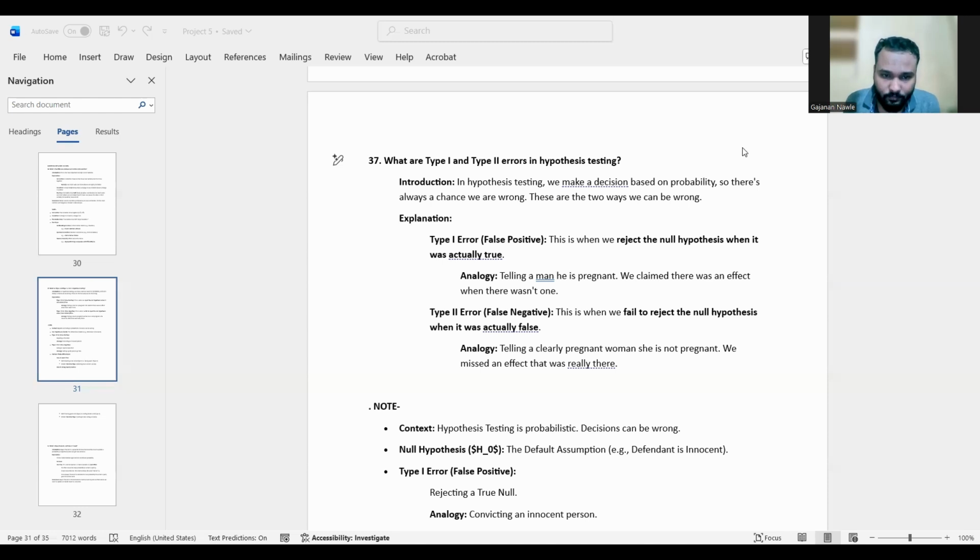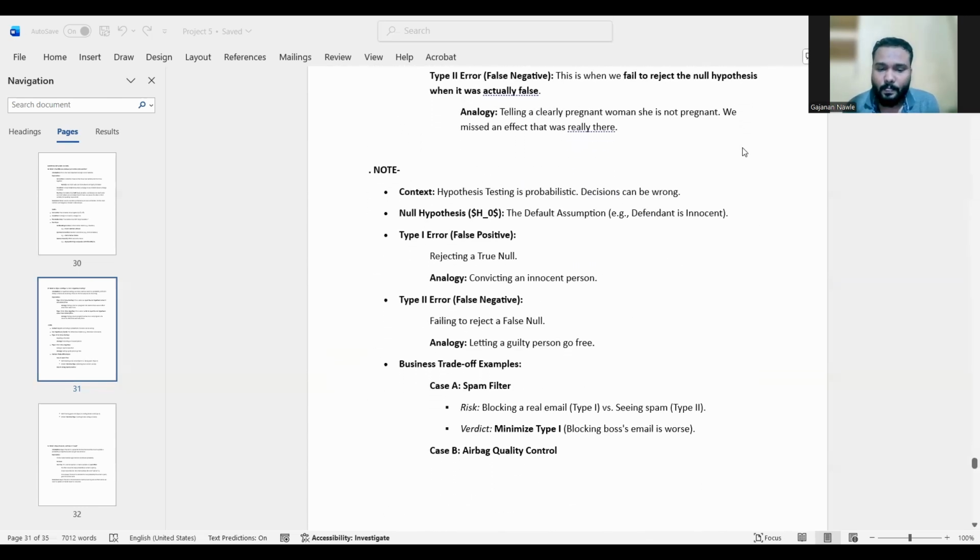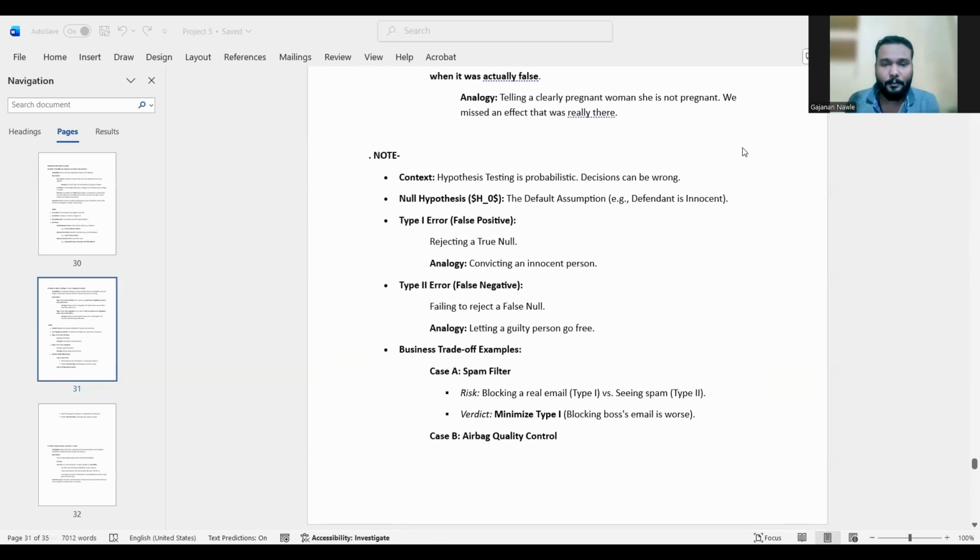So, which error is worse? The answer depends on the cost. So, let us see two cases. First is case one, which is a spam filter on a mailbox. The null hypothesis is the email is safe.